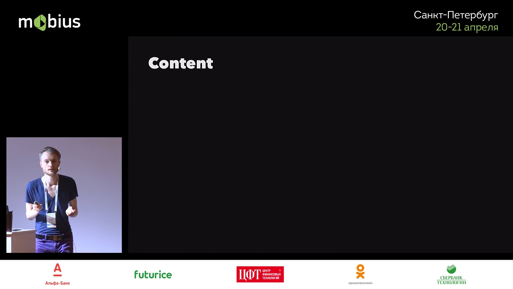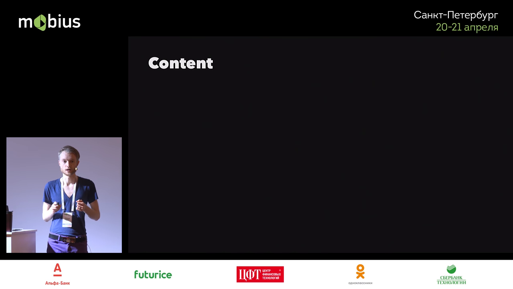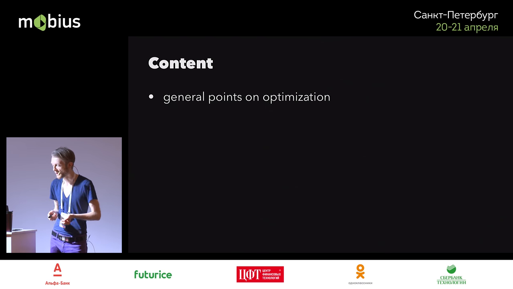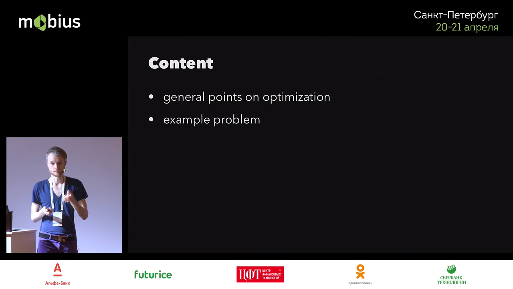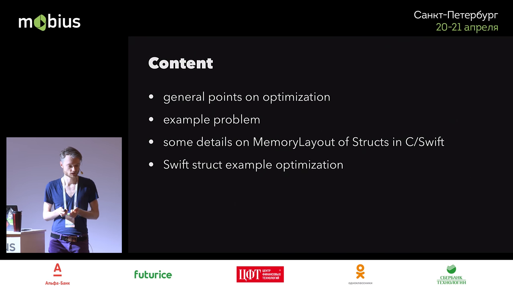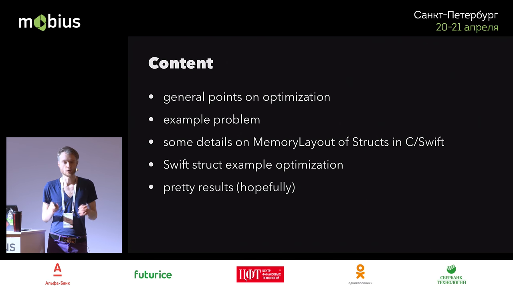So today, the focus is really on how can we make our apps faster and how can we use less memory. I will talk about a few general points on optimization. I will also give you the example problem, which is a really pretty one, so that we all have a motivation to go for the slow code and look at all the lines of code. And I will explain how we can use the MemoryLayout struct in Swift to learn more about how our structs are laid out in memory, how the computer is doing this. We then will optimize one particular example. We go into a deep dive of one struct example and see how we can optimize this one. And then we hopefully have some pretty results, and it's all been worth it, all these minutes.